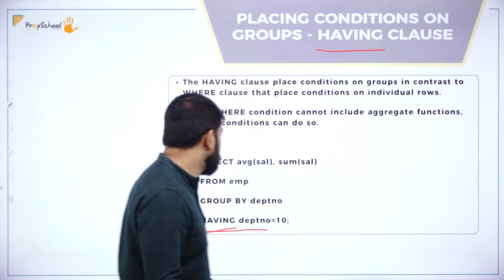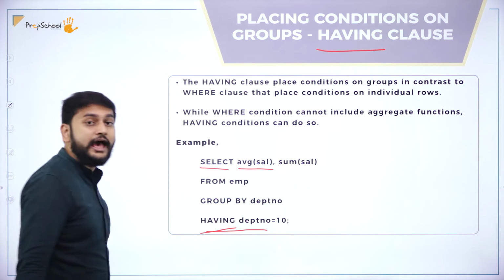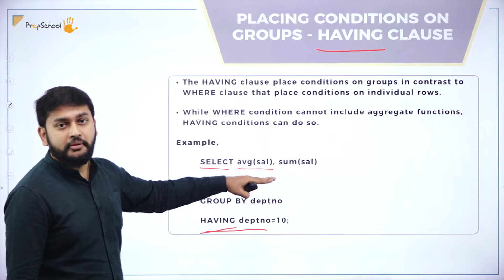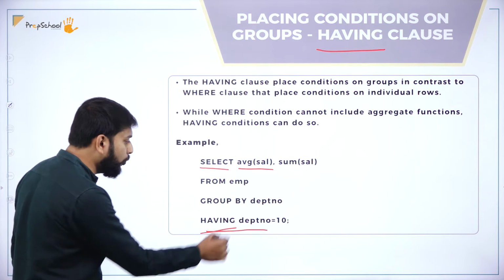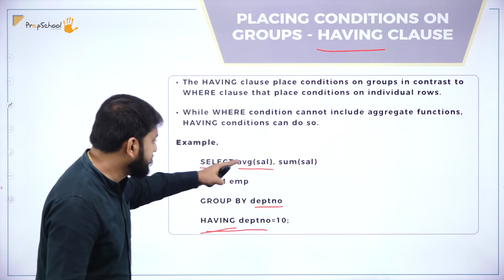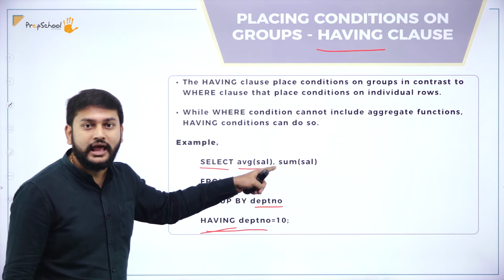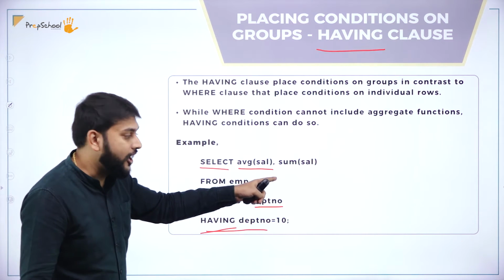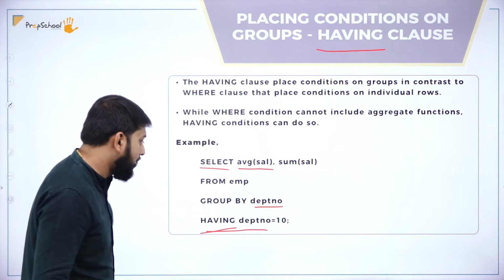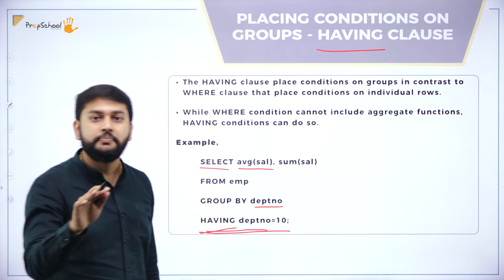What is the syntax for that? Please have a look. Select, you are calculating the average of the salary and sum, and then from EMP, this is the table name that you have given, and then group by department number. You're grouping all the values by department number. Say for example, you're calculating the average salary department wise and the sum of the salary department wise, from the employee table, but department number should be 10.